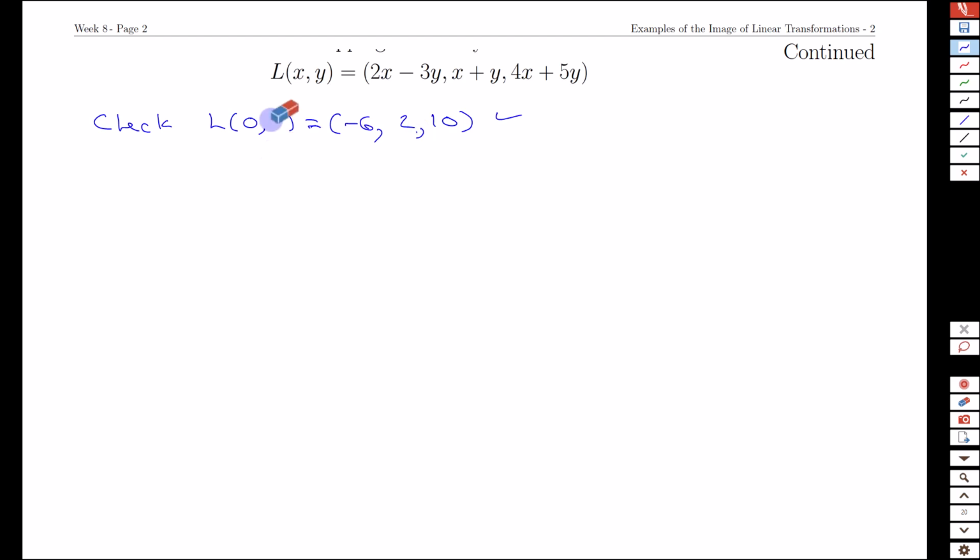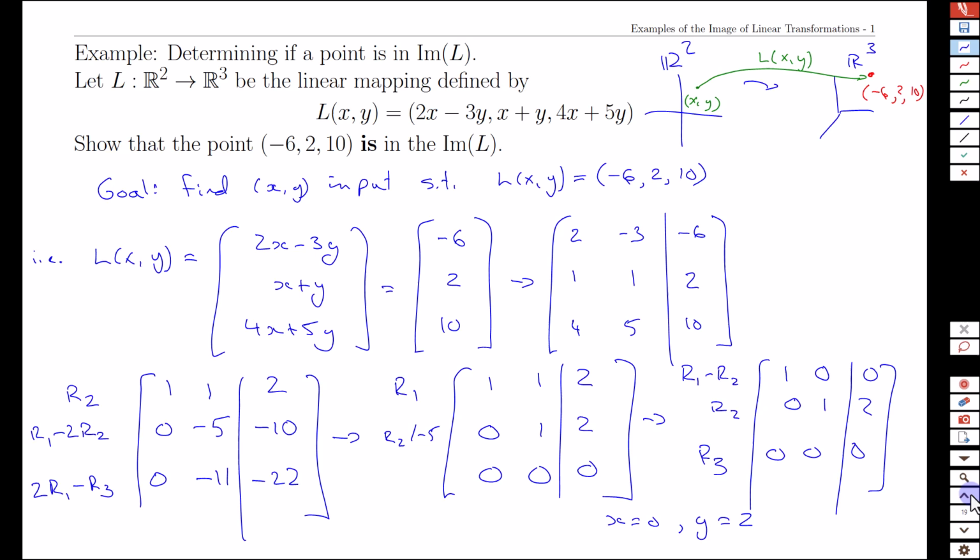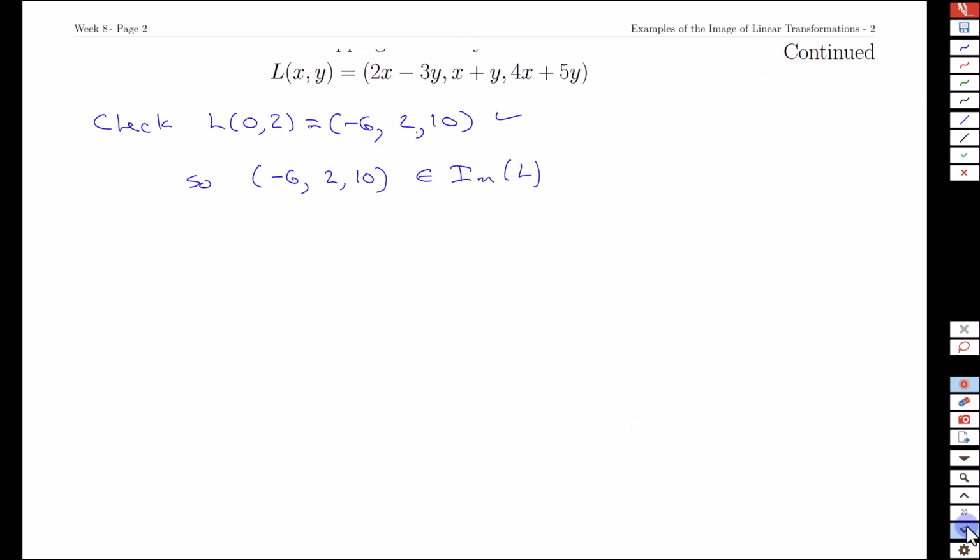So what does that tell us? Again, we had the specific question about image. It tells us that negative 6, 2, 10 is an element of the image of L. Going back to the previous slide for a moment, it can be reached. This is a point in the output that can be reached from a certain specific input, and that input in this case is 0, 2, and we've got a nice confirmation there.